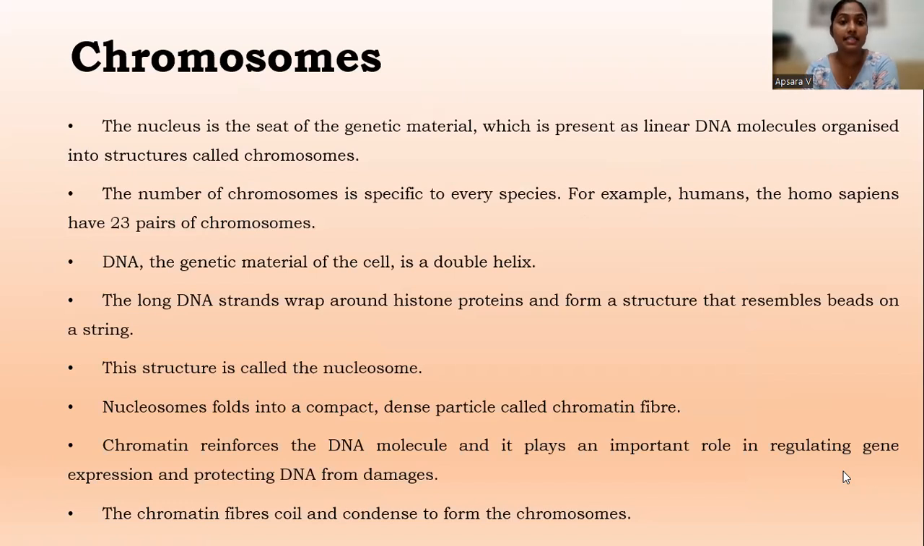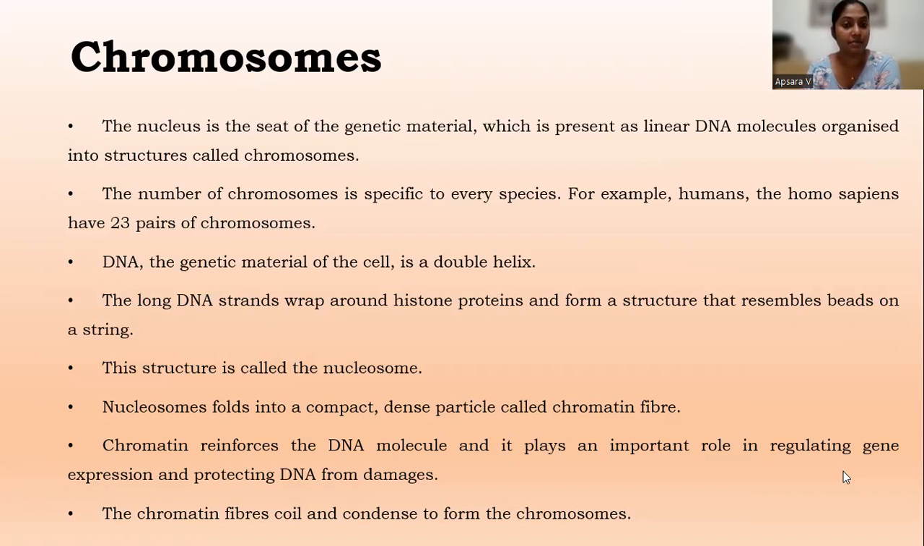The nucleus is the seat of genetic material, that is DNA. They are organized into structures called chromosomes. So this number of chromosomes is very specific to every species. Say, for example, in human beings, we have 23 pairs of chromosomes, 22 autosomes and 1 pair of allosomes.